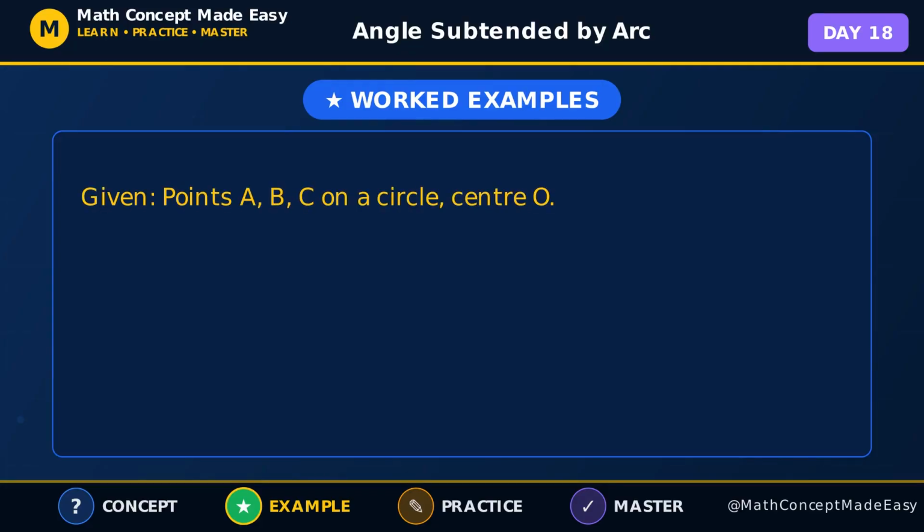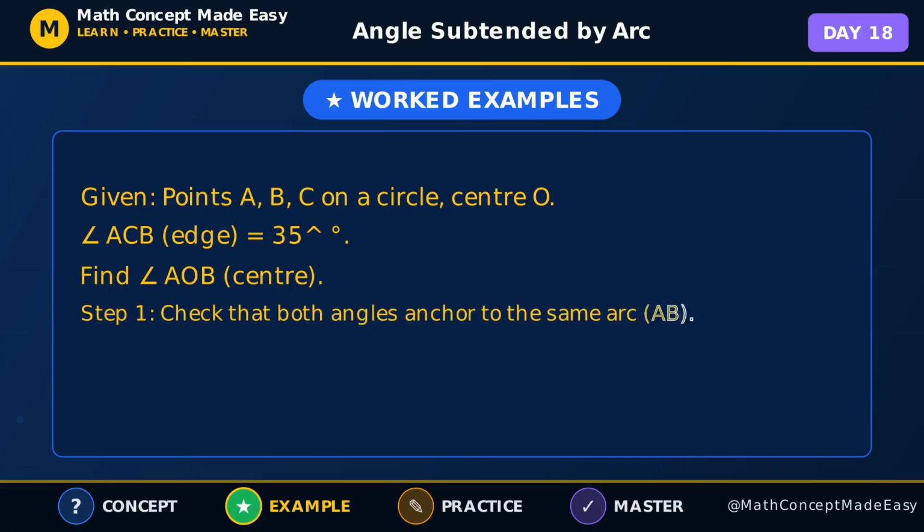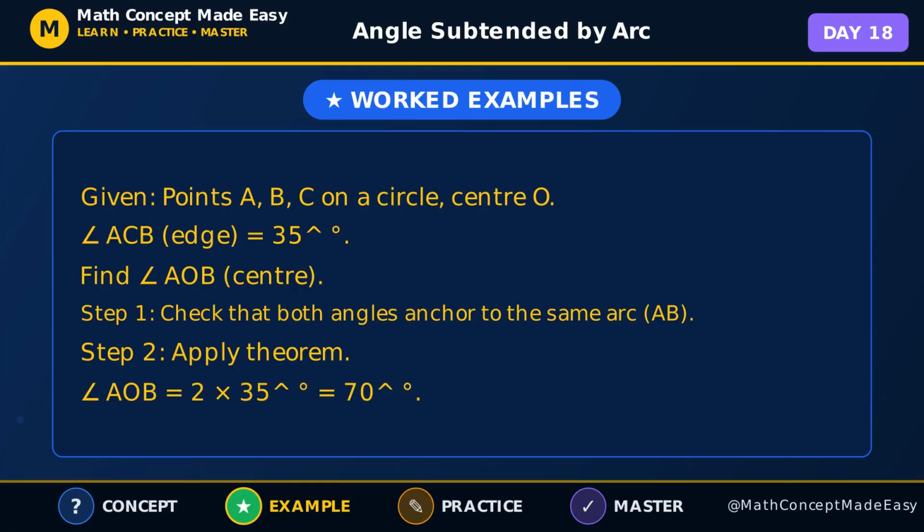Given: points A, B, C on a circle, center O, angle ACB, the edge angle, equals 35 degrees. Find angle AOB, the center angle. Step 1, check that both angles anchor to the same arc, AB. Step 2, apply the theorem. Angle AOB equals 2 times 35 degrees equals 70 degrees. Notice how every line follows logically from the one before it. That habit, checking each step, is what makes your answers reliable.